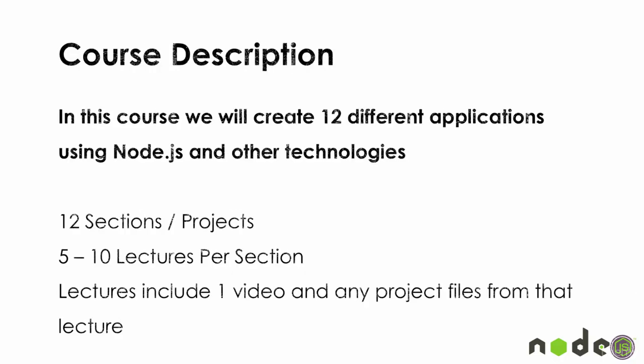So the course description. In this course, we'll be creating 12 different web applications using Node.js, along with many other technologies, mostly Node modules. Alright, we'll be using NPM, which is Node Package Modules, and it allows us to extend the functionality beyond the core Node system. So there'll be 12 sections and 12 projects, one per section. There'll be 5 to 10 lectures per section, and lectures will include one video and any project files from that lecture, including documents.